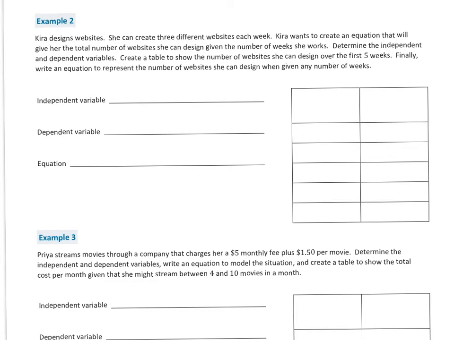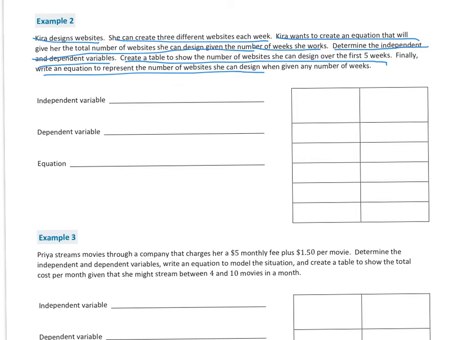Let's look at Kira. Kira designs websites. She can create 3 different websites each week. Kira wants to create an equation that will give her the total number of websites she can design given the number of weeks that she works. Determine the independent and dependent variables and create a table to show the number of websites she can design over the first 5 weeks. Finally, write an equation to represent the number of websites she can design when given any number of weeks.